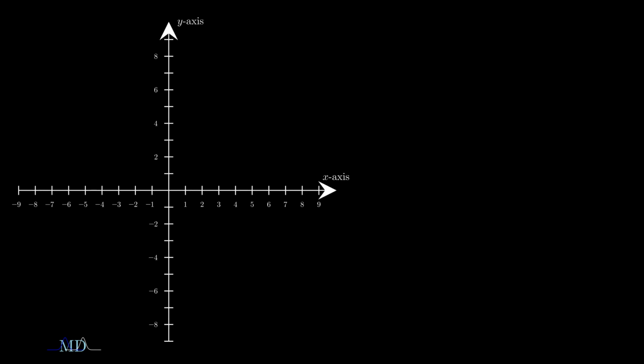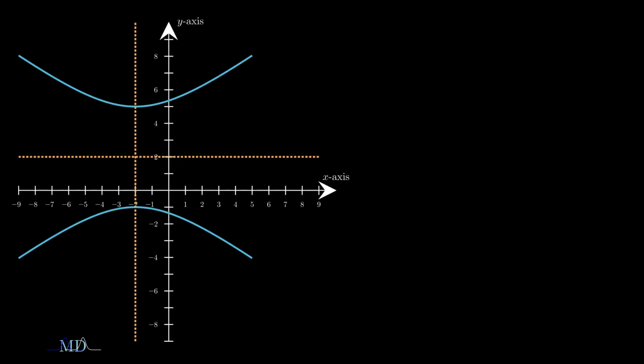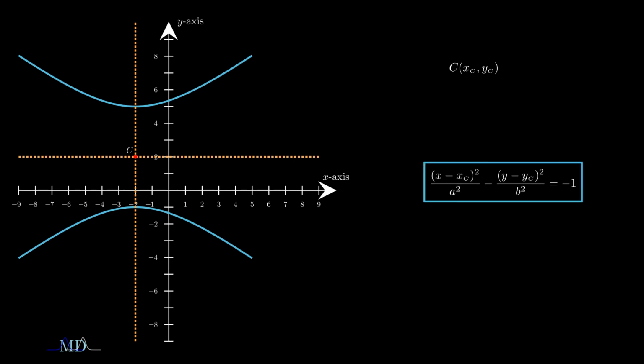If we want to find the equation of a hyperbola with transverse axis parallel to the y-axis, like the hyperbola in figure, the procedure is analogous to the one we have seen in the first video. So is the result. If we call xc and yc the coordinates of the center, the point where the two axes of symmetry meet, the equation is (x minus xc) squared over a squared minus (y minus yc) squared over b squared equals minus 1.